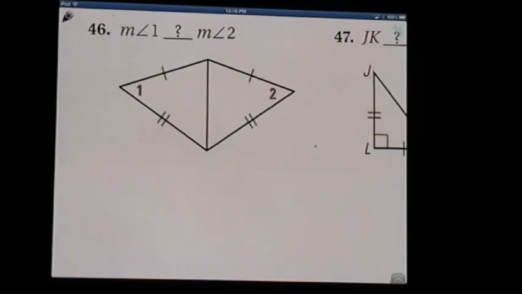Using the same theorem, we have congruent sides again. This is congruent to this, and this side is congruent to this side. And since these are across from a congruent side, since that side is congruent to itself, then the angles must also be congruent. So this is equal.